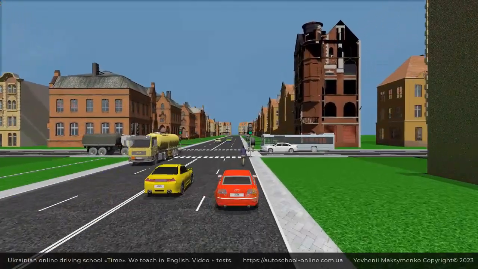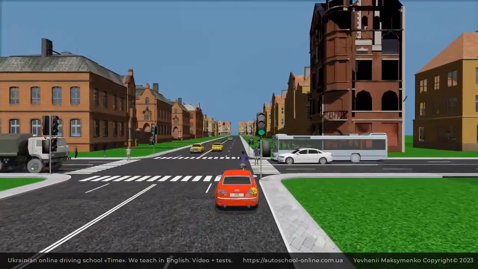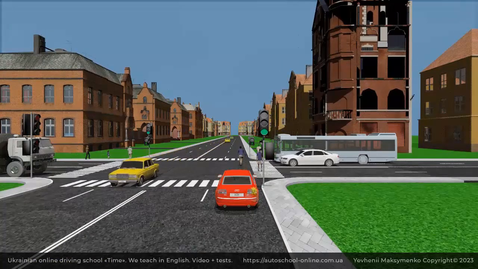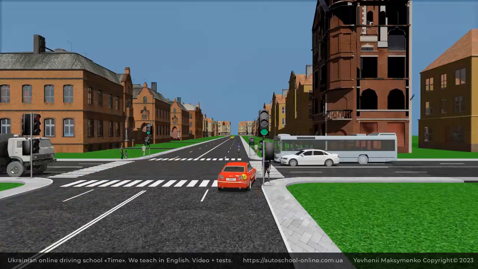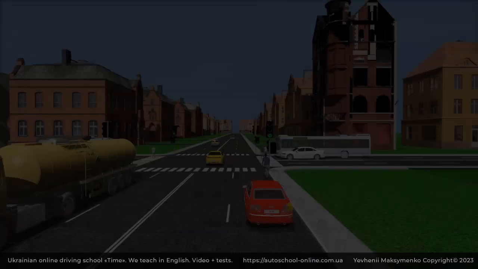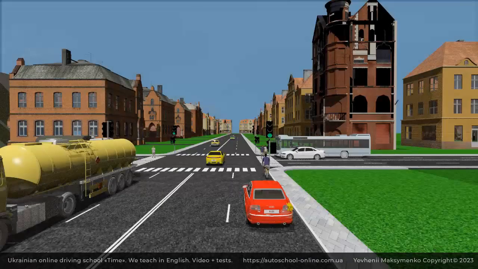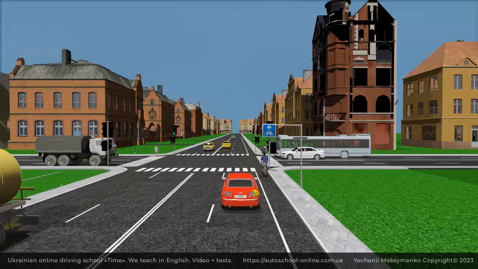Also, when turning, you must give way to a cyclist traveling straight ahead in the direction of traffic, just like the driver of a red car. In addition, you must give way to a cyclist regardless of whether he is riding at the edge of the roadway or on the cycle path.